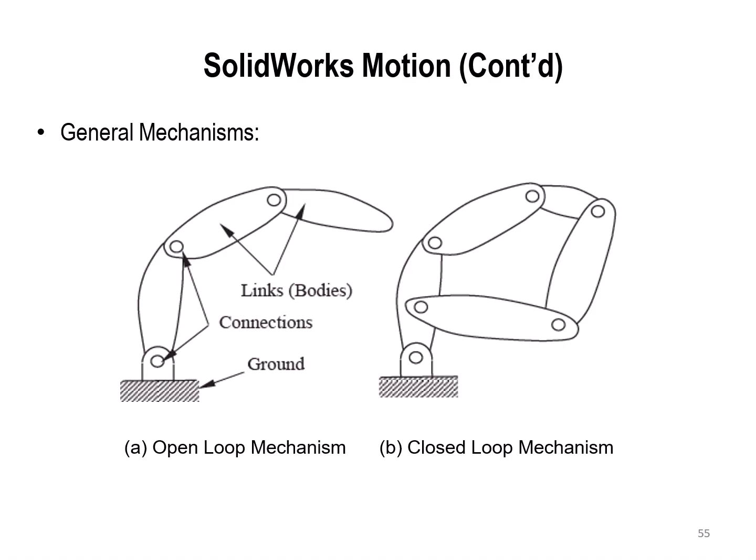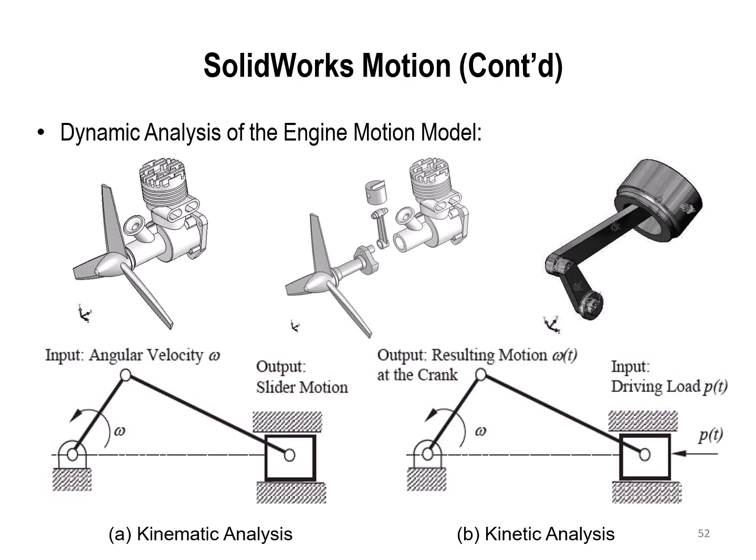In general, mechanisms such as open loop systems or closed loop mechanisms can also be analyzed. So once again, we continue with the example of the dynamic analysis of the engine motion model. In this example the input is the omega value, as we see in the kinematic analysis, and the output is the slider motion. In the kinetic analysis, the output is the resulting motion omega at the crank, because the input was the driving load P on the piston.